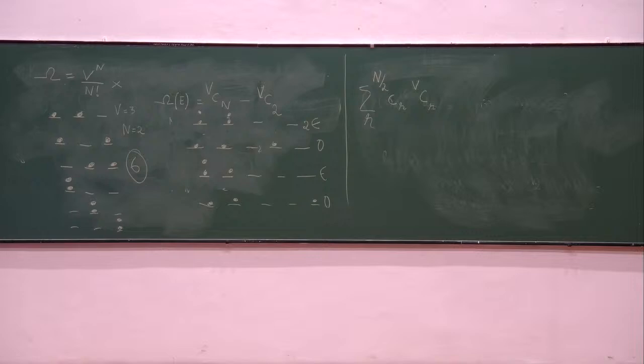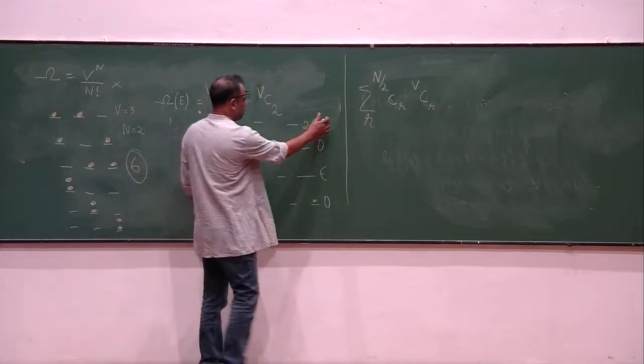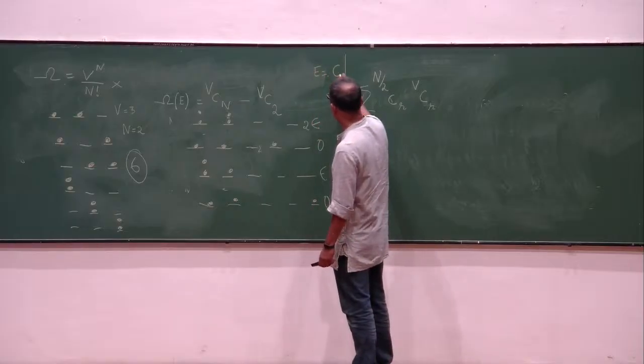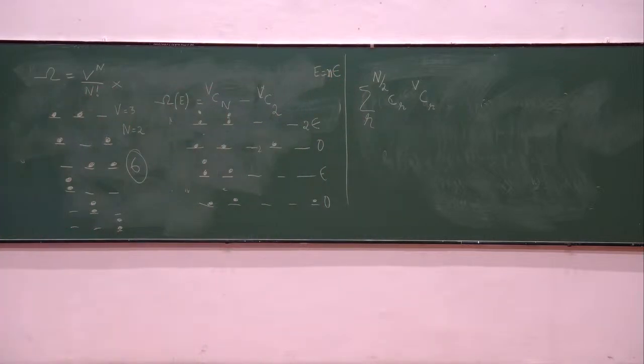How will one do this? Suppose I say my total energy is E. How many pairs are there? If my total energy is E, how many pairs like this should be there? Let's say epsilon is equal to 1. Suppose I choose my total energy to be n times small epsilon. How many pairs are there? n pairs should be there.